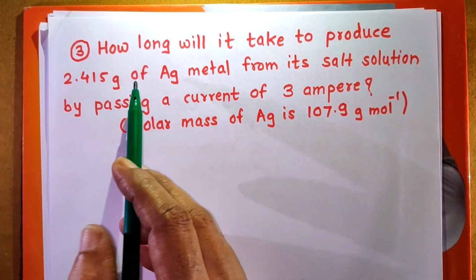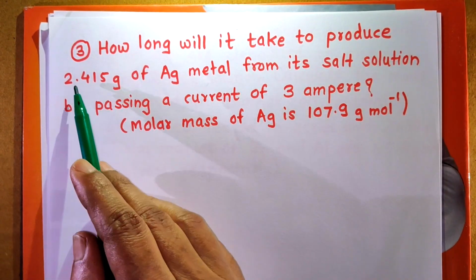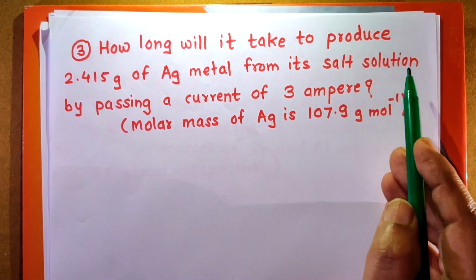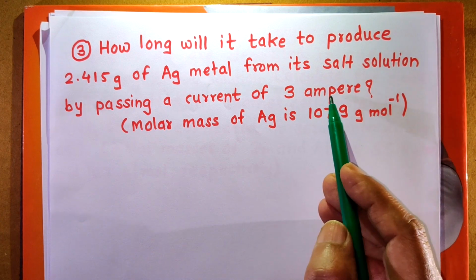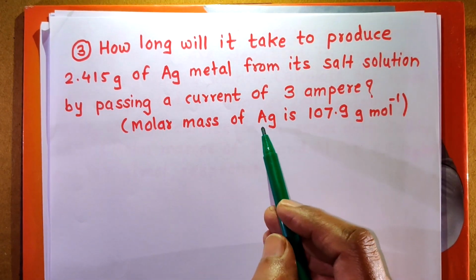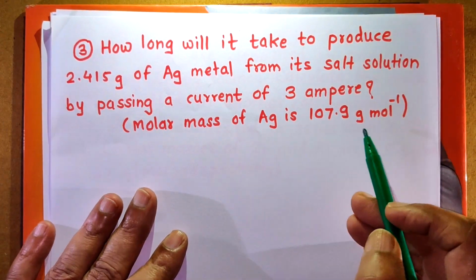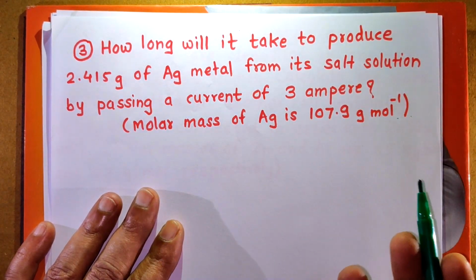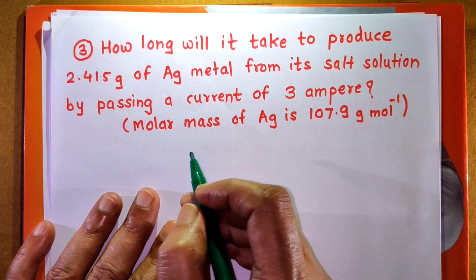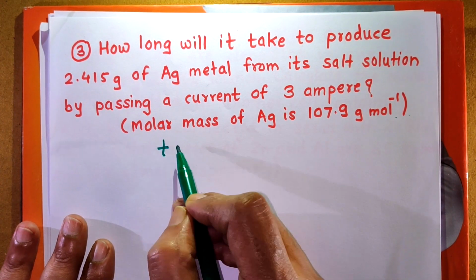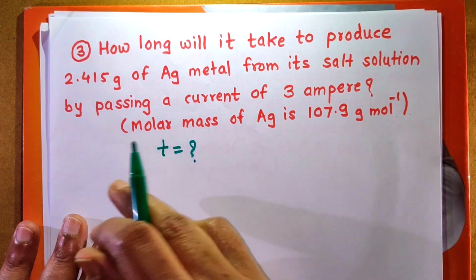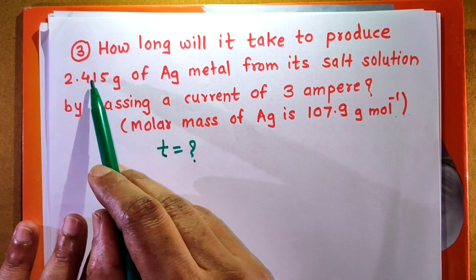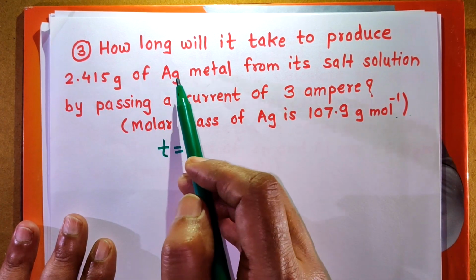Third problem. How long will it take to produce 2.415 gram of Ag metal from its salt solution by passing a current of 3 ampere? Molar mass of Ag, that is silver, is given as 107.9 gram per mole. How long will it take means time required is asked. So what you have to calculate here? T. T is not given. How long will it take means time required to obtain 2.415 gram of Ag metal.